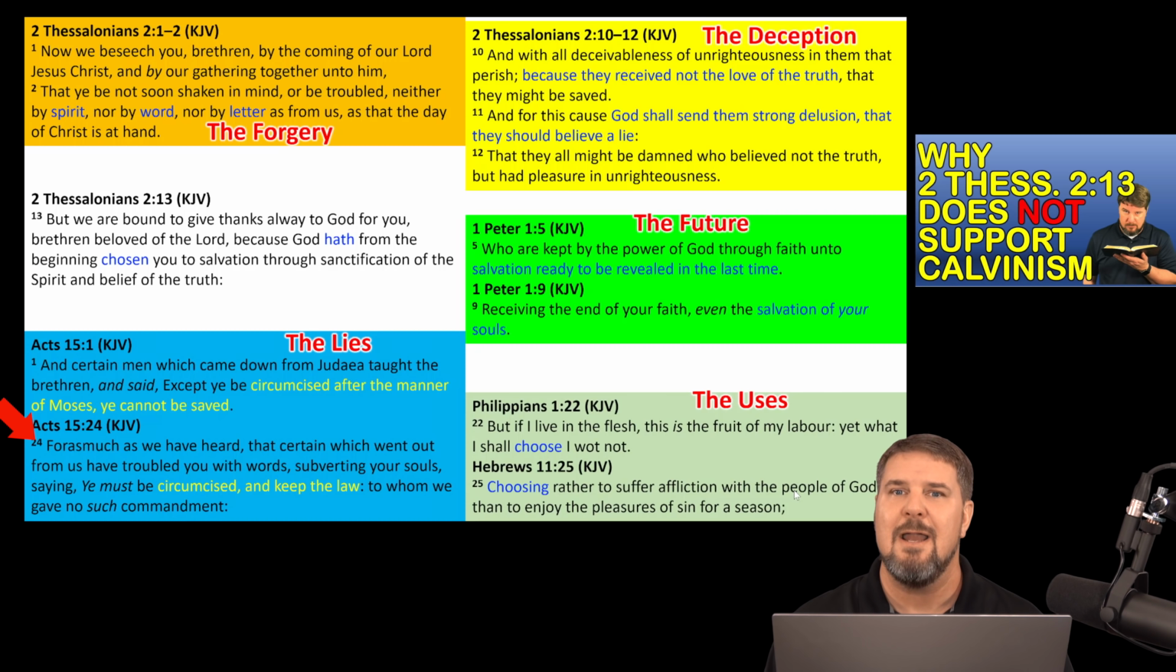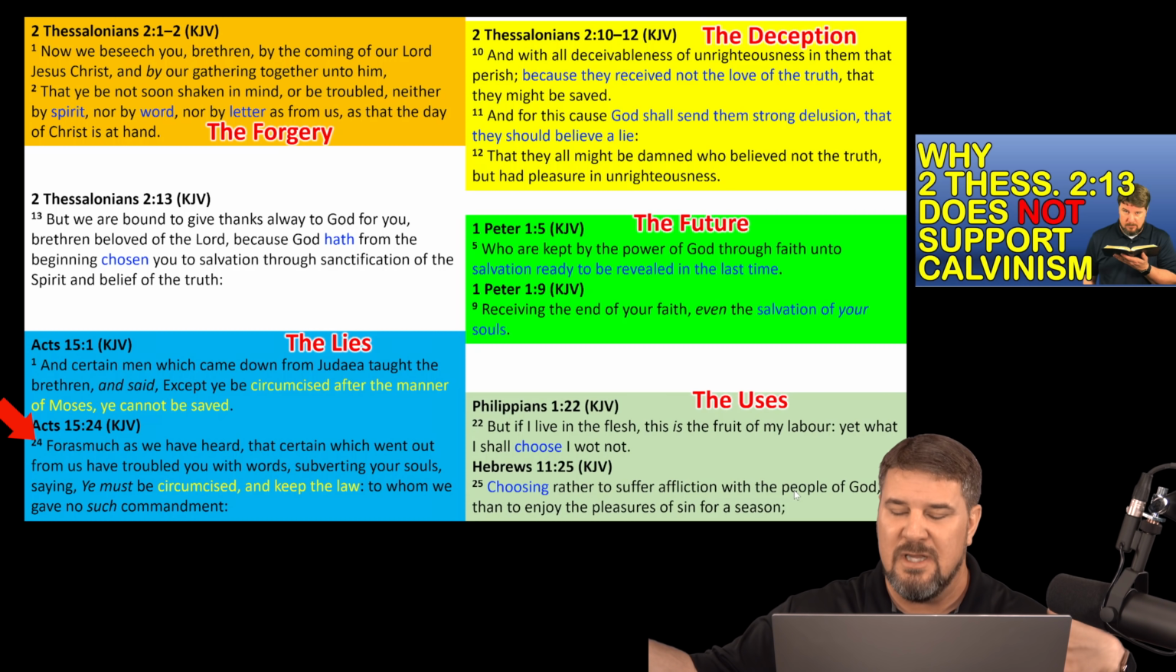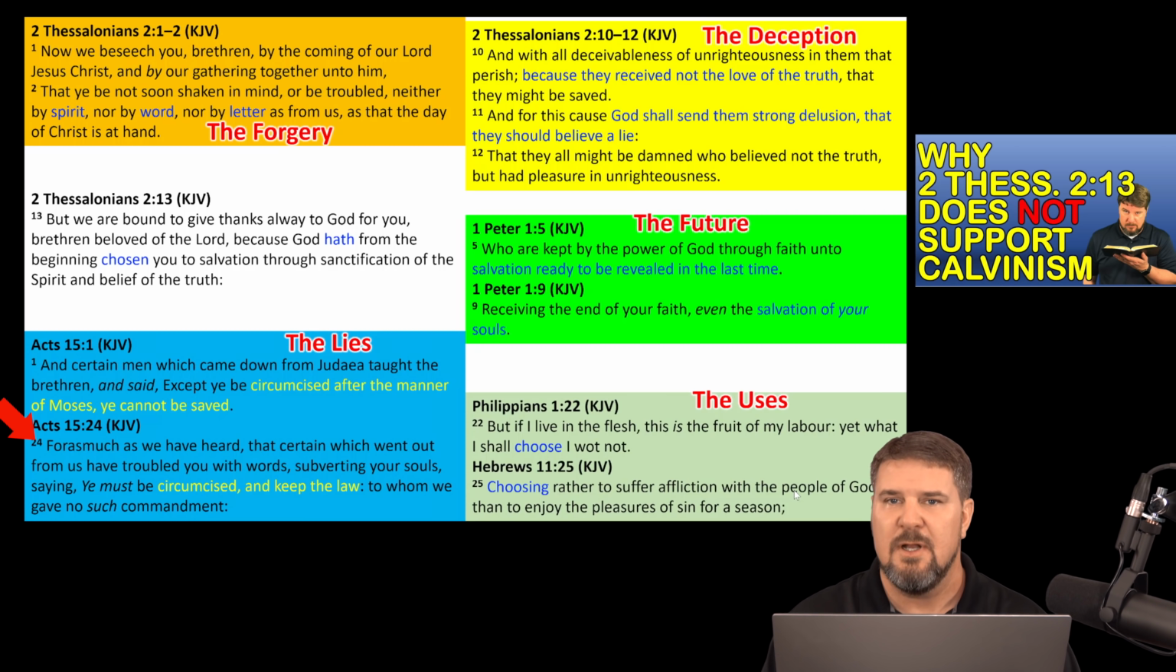Have we believed the lie? Okay, and Paul's reassuring them, no, look, what we've told you from the beginning is the truth. Paul is not telling these people that they have personally been chosen to be saved. He's telling them that they've been chosen to get to glorification through belief in the truth and sanctification of the Spirit. Sanctification of the Spirit and belief in the truth. In other words, those are the vehicles that are going to get you there.